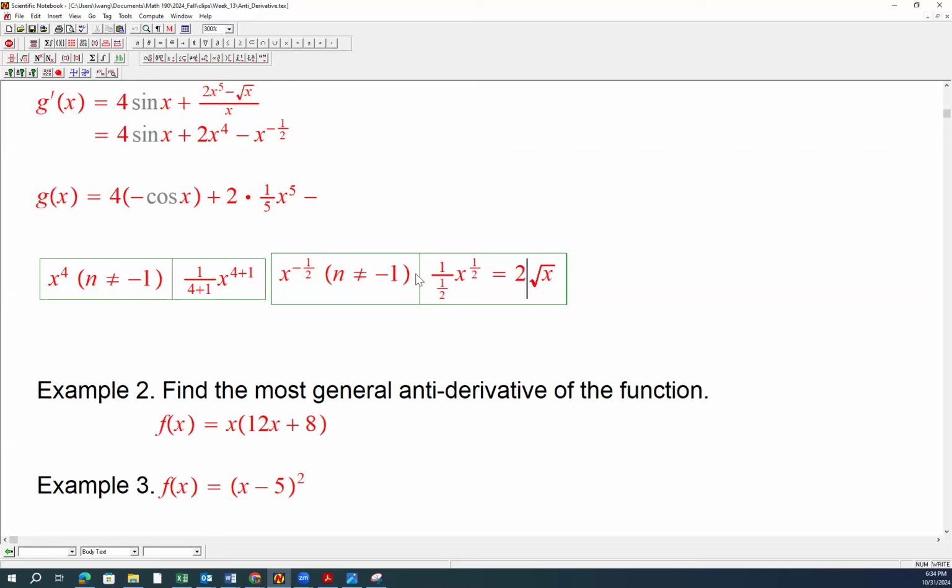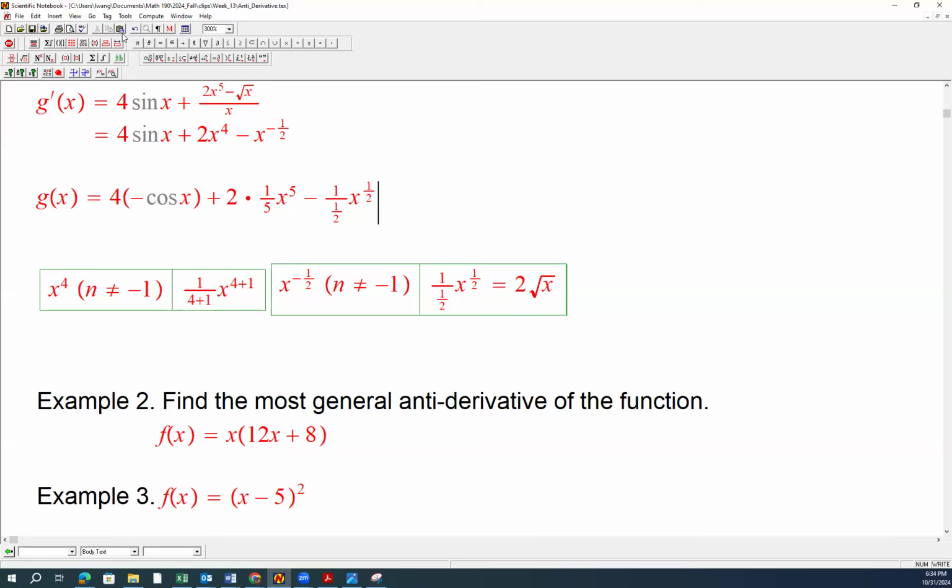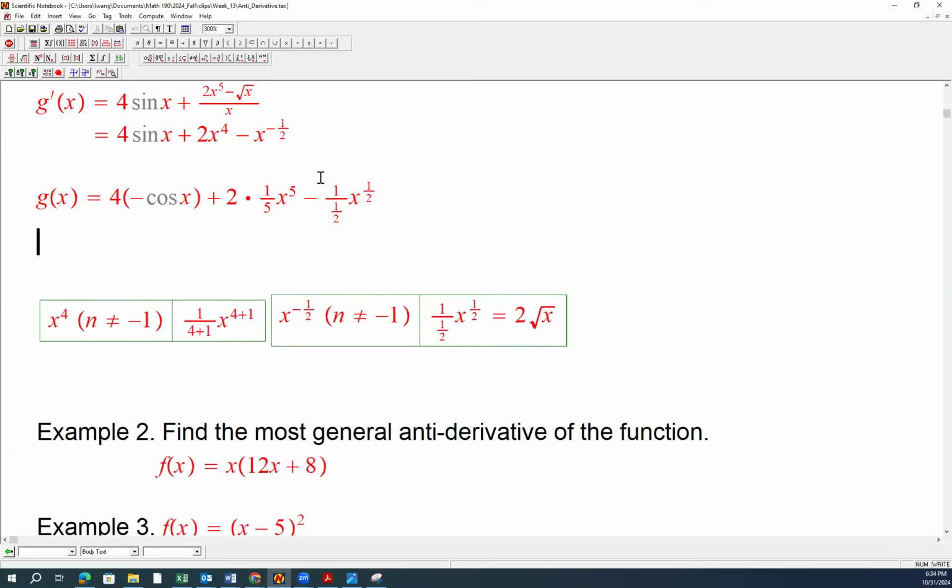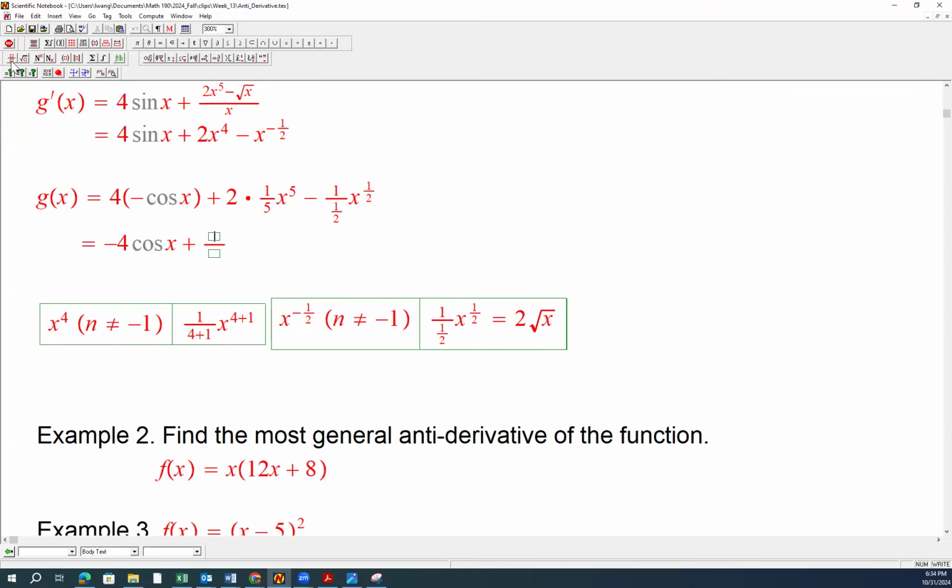so you can do this on the scratch paper, or you do it along the steps. You can put this answer over here and write another line if you want to. There's a variety of ways of showing your work. Okay, so here you can write -4 cosine x and plus 2/5, right? 2 times 1/5 is 2/5 x raised to the power 5.